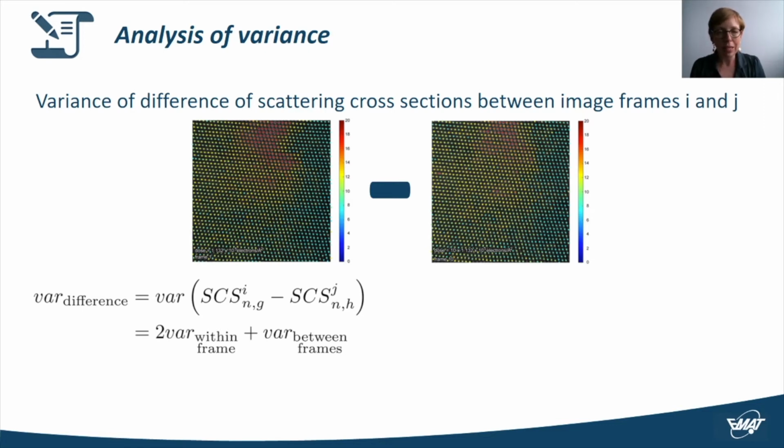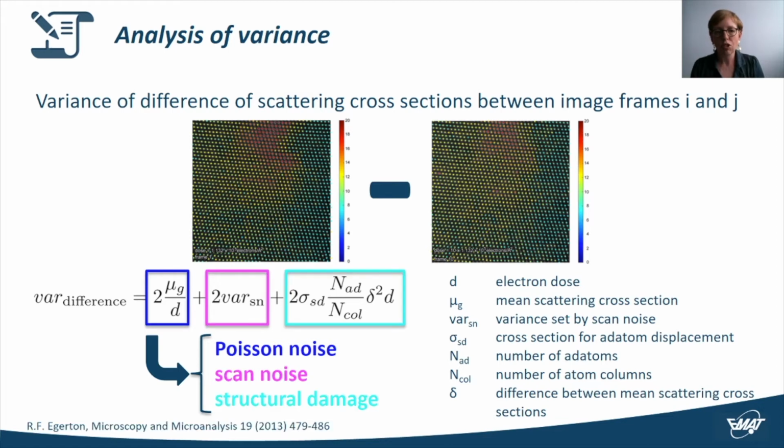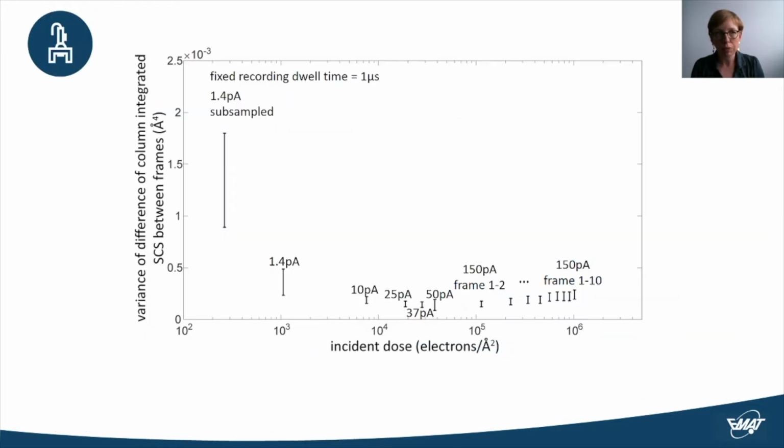Without going into the mathematical details, an analytical expression can be obtained, and it can be shown that Poisson noise, scan noise, and structural damage contribute to the variance of the difference between scattering cross-sections. And those 3 terms are inversely proportional, constant, and linear with electron dose. You can also see that this last term depends on the cross-section for atom displacement, which can be modeled following the work of Ray Egerton. And this term depends, among other parameters, on the atomic number Z and the activation energy for surface diffusion.